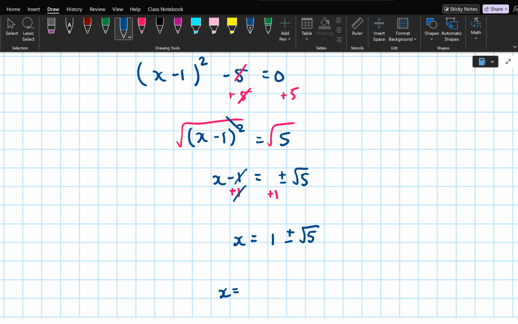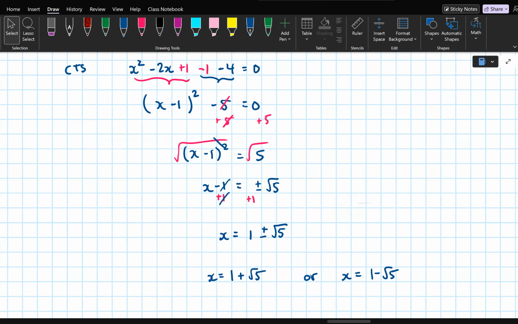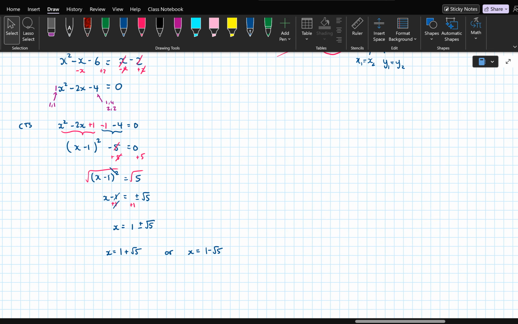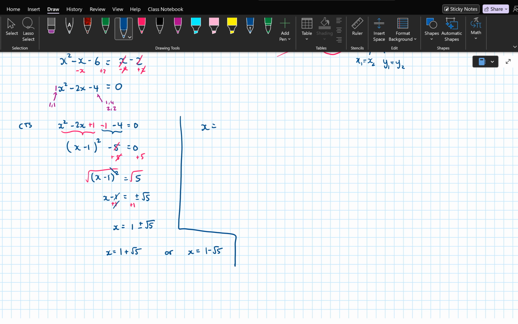So that means that x can equal either 1 plus root 5 or x can equal 1 minus root 5. Okay? So that's using the completing the square method. Otherwise, what you could have done is you could have gone straight to the quadratic formula.